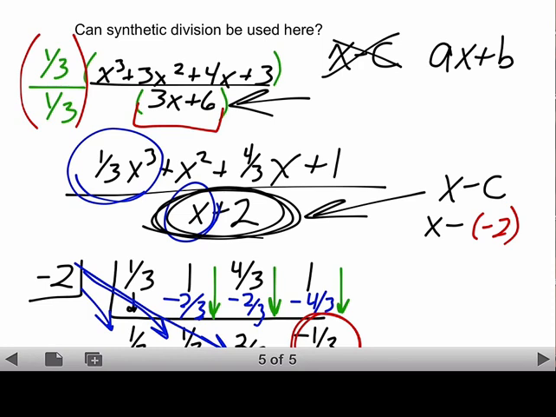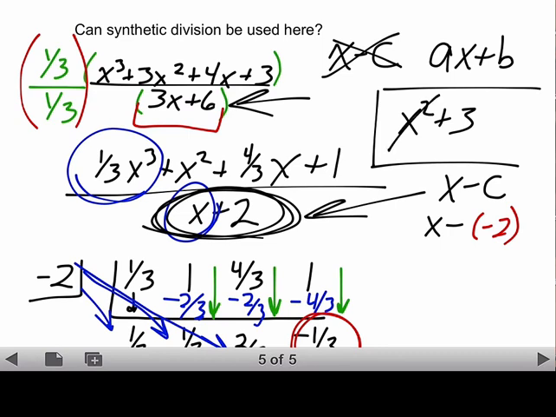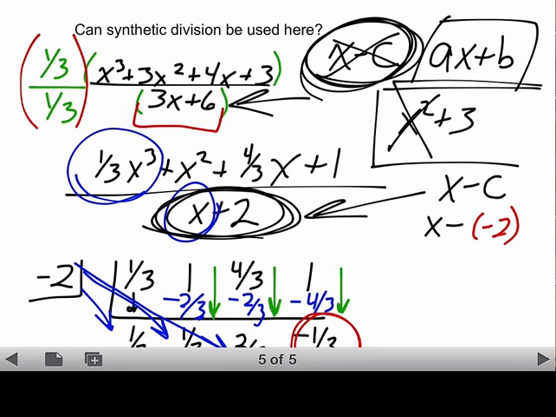Another question, could synthetic division be used in the case where your divisor is like x squared plus 3? The answer is no. There's no way to fix this. Synthetic division has to be used with a divisor that is at most linear. So x minus c is optimal. Ax plus b could be fixed. The fact is, though, you probably don't want any part of this. You would just use long division.